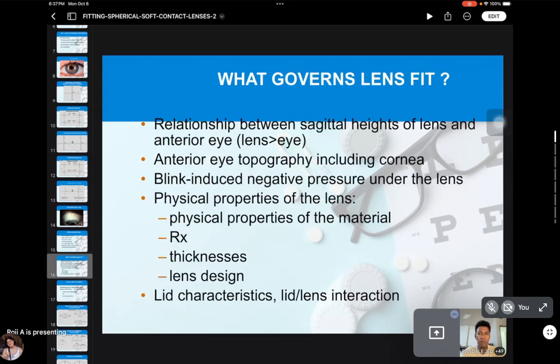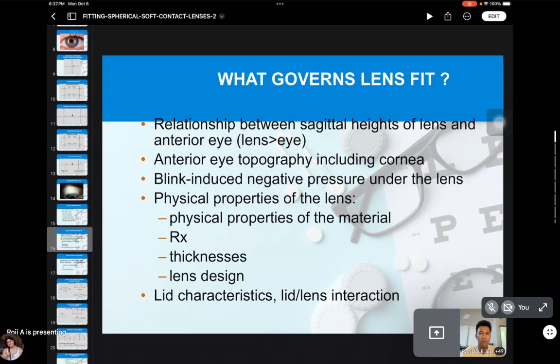You're good on that. So what governs the lens fit, of course, you have the physical, the Rx: the higher the power, the thicker the lens, and it is suggested that if you have higher power, you might want to also increase the LD. Okay, so far we're good.